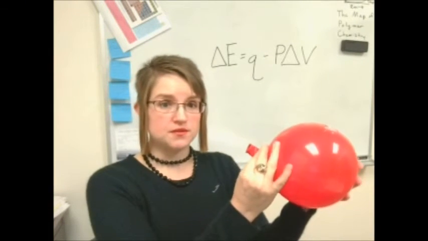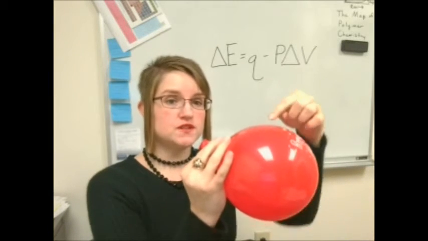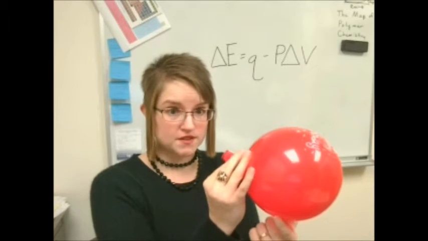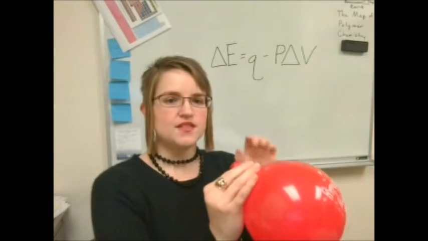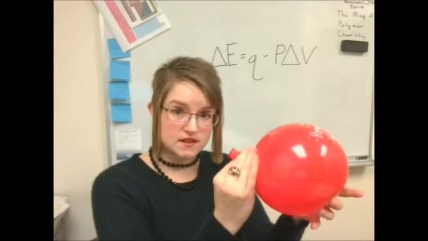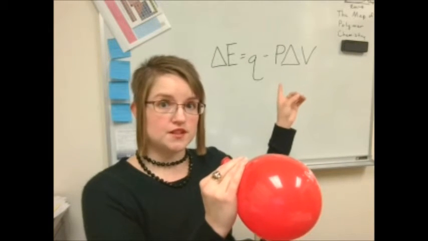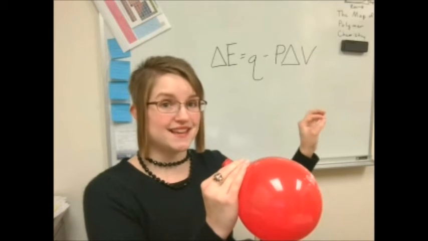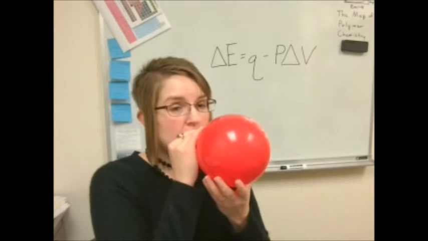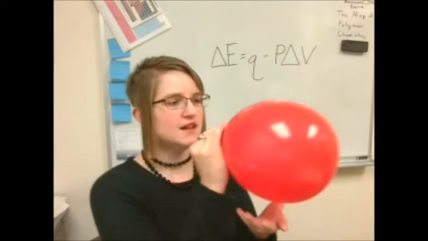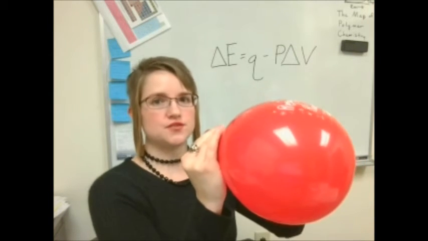As I blow up the balloon, air is entering the balloon. That air pushes on the walls of the balloon, there's our force, and then the walls of the balloon move outwards, there's our distance. This is work that the balloon system is doing. So it's a positive volume change, which means that our P delta V term and therefore our work term is negative. And that's negative work, work done by the system. The air inside the balloon moves the walls out into the surrounding atmosphere.